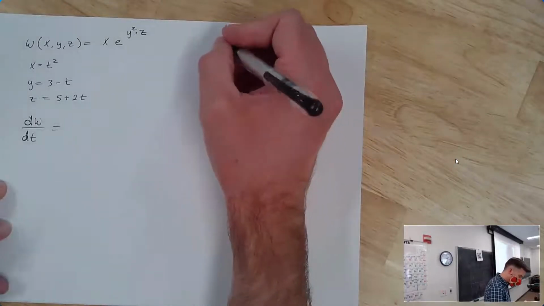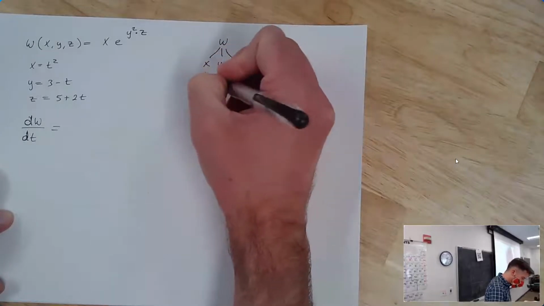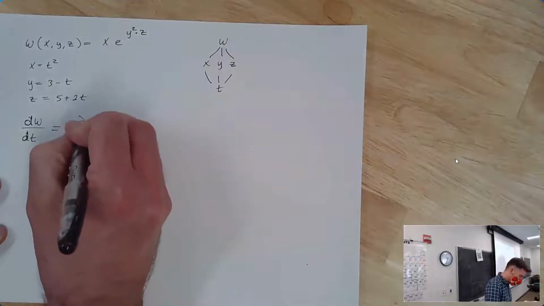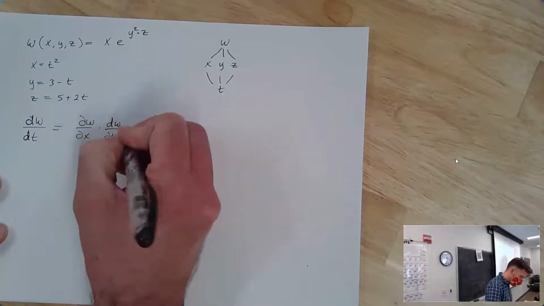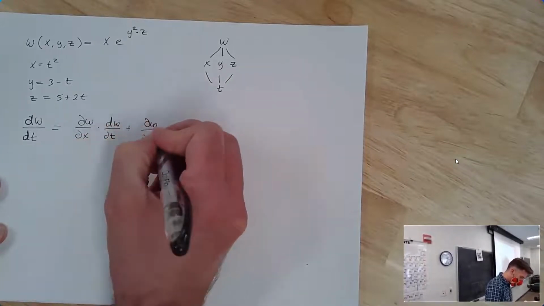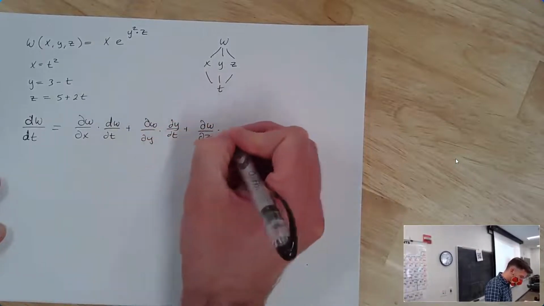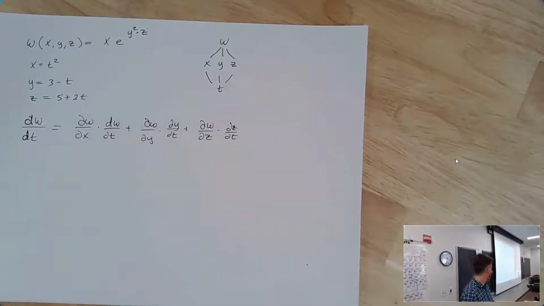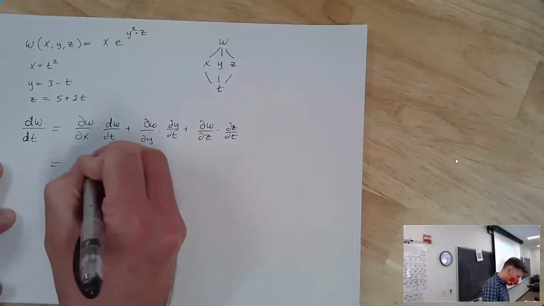So I need my little path. W is a function of x, y, and z. And all of x, y, and z are functions of t. So I'm going to have 3 paths. I'm going to have del w del x times dx dt plus del w del y times dy dt plus del w del z times dz dt. And then we just take a lot of derivatives. Del w del x is going to be e to the y squared z.